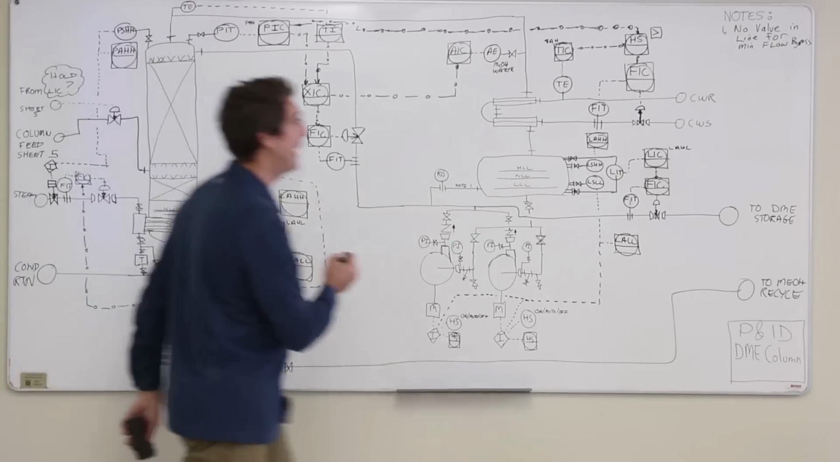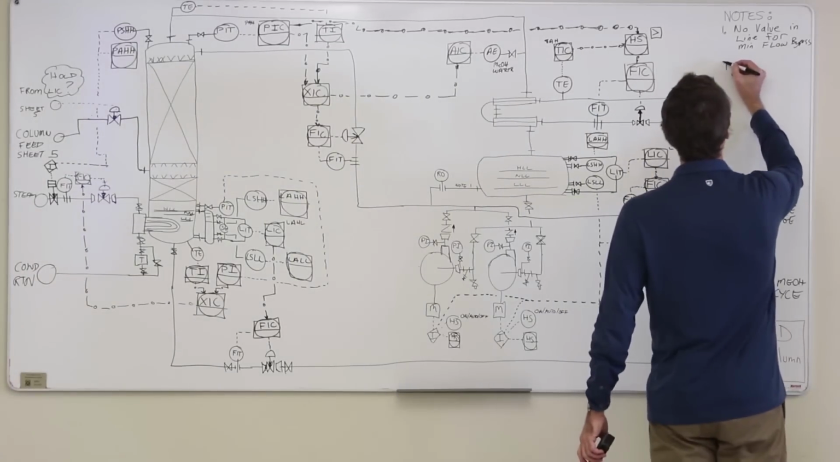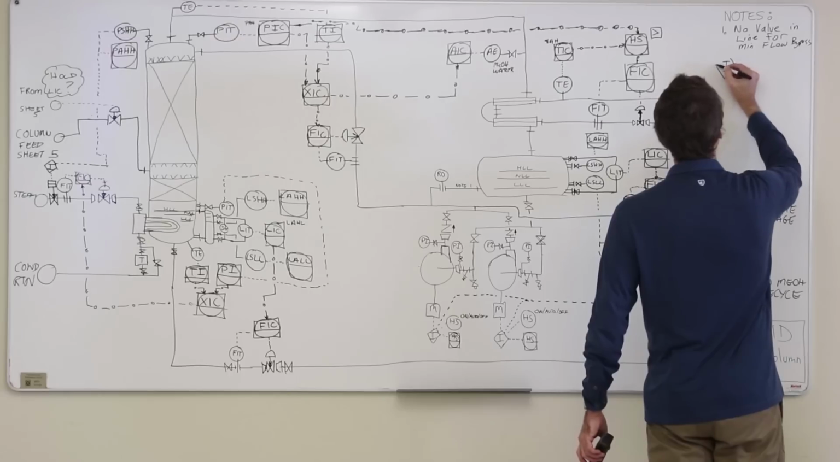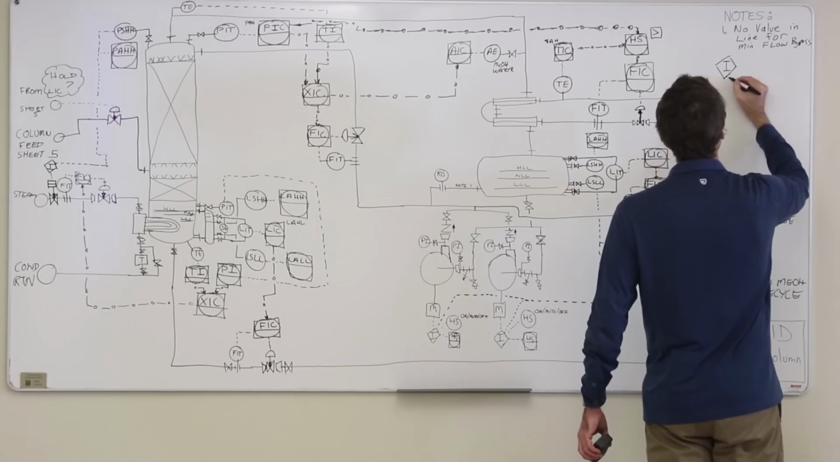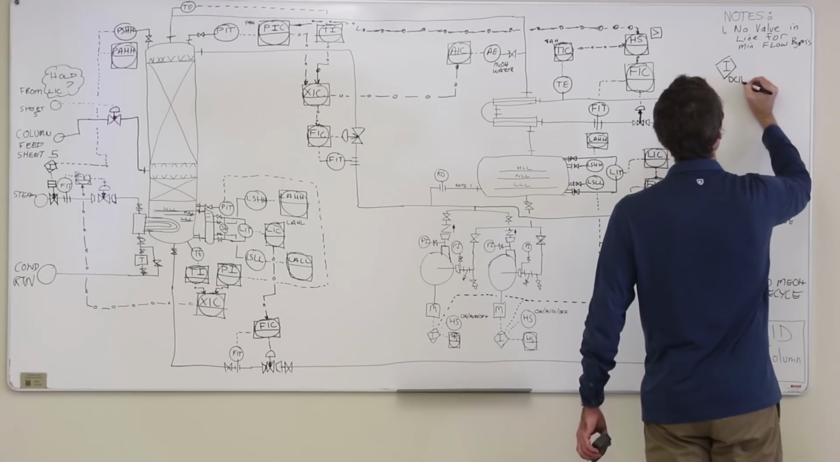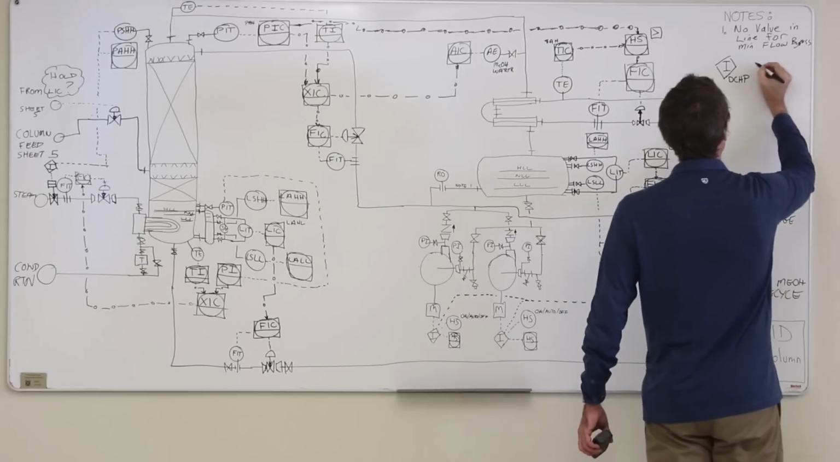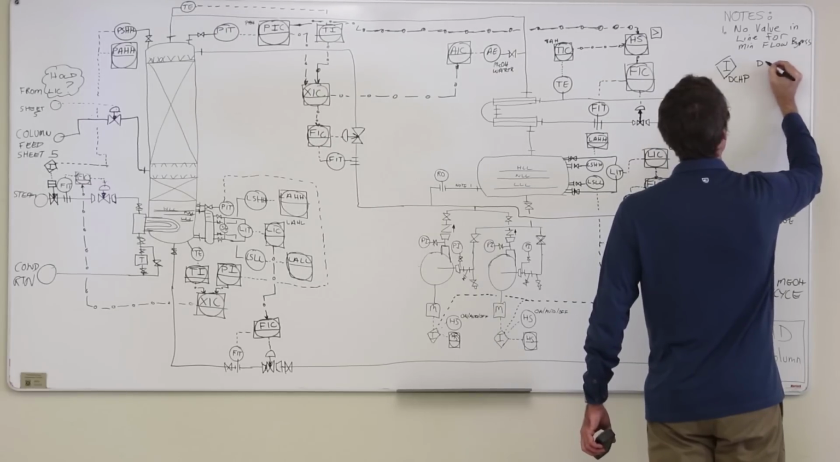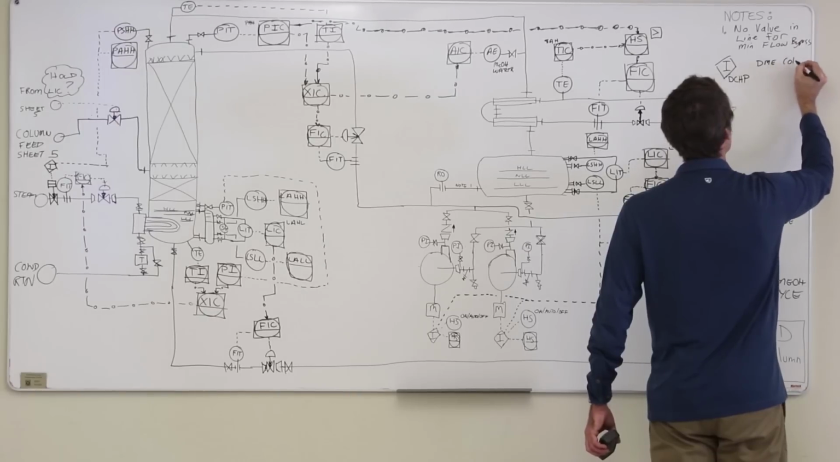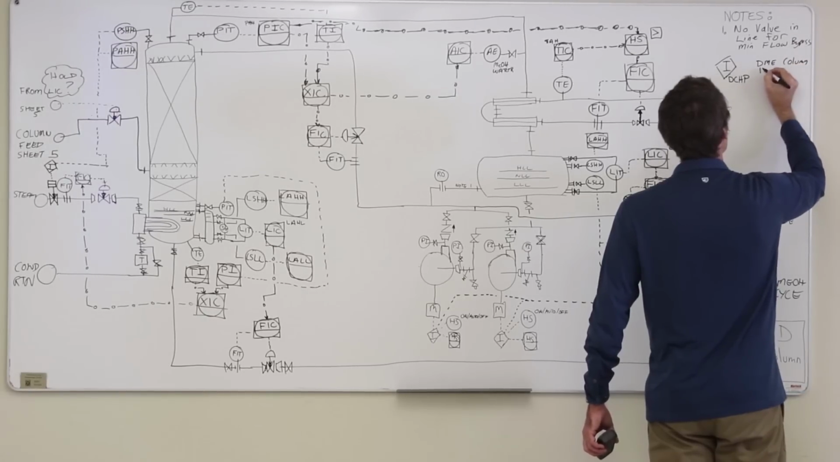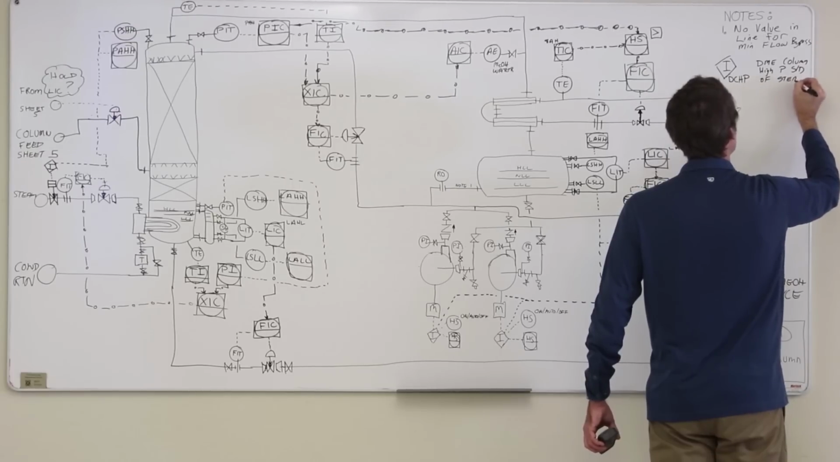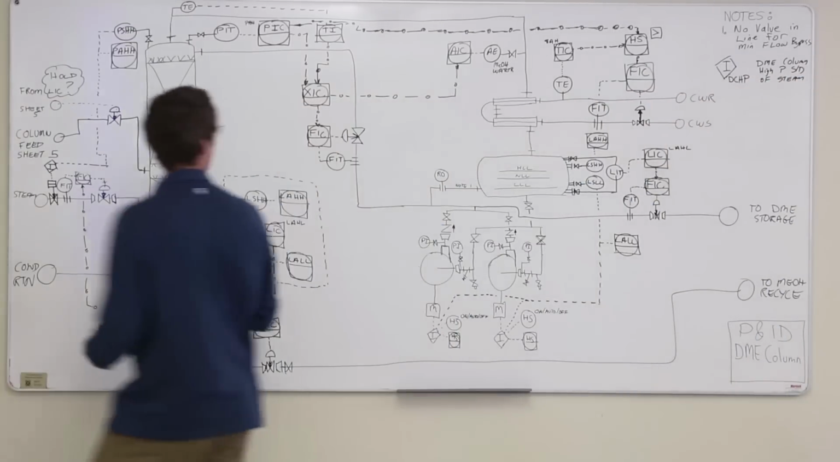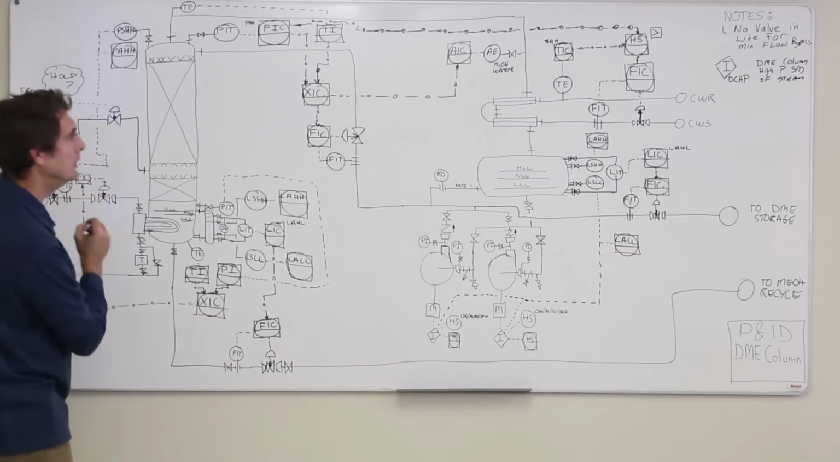One thing that's not a bad idea is to put over here your interlocks. Give them a name. So DME column high pressure. And maybe just describe DME column high pressure shutdown of steam. So I'm going to write DCHP.